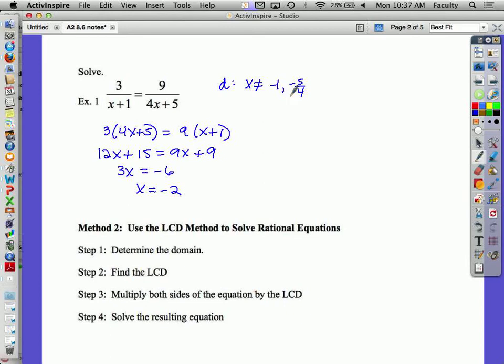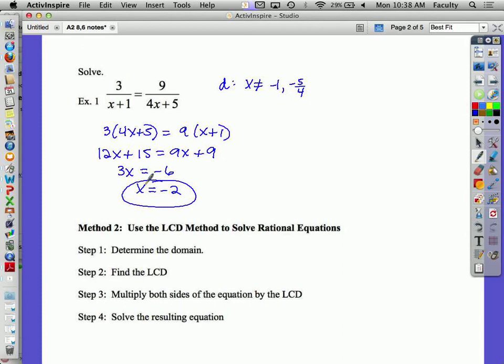But the only two values that give me a problem are negative 1 and negative 5/4. But you have to check. So this one's okay. If it would have been x doesn't equal negative 2, would it have been just no solution? Yes. Good job. And we're going to see one of those today.